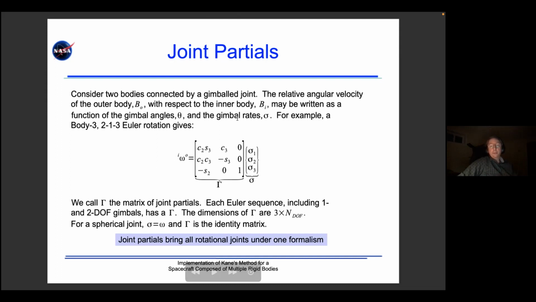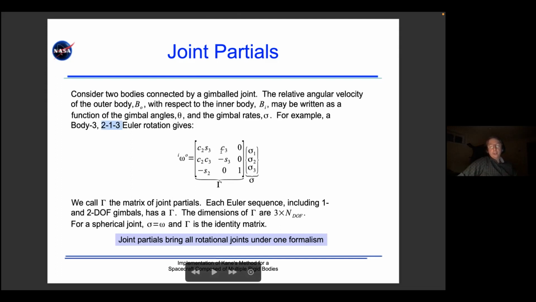If it's a 3 degree of freedom joint, then you're going to have 3 columns in this matrix. If it's a 1 degree of freedom joint, you're only going to have 1 column in this matrix. But there are only so many different gimbal joints, so let's just call them all gamma, so I can put them under one umbrella. And then if you tell me more about the joint, like it's a 2-1-3 Euler sequence, then I can tell you exactly what goes inside here.